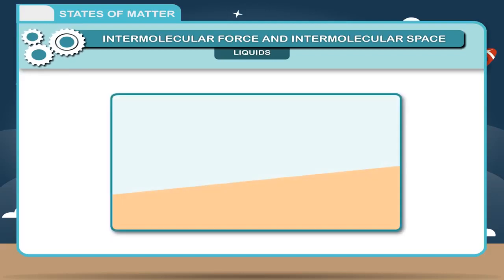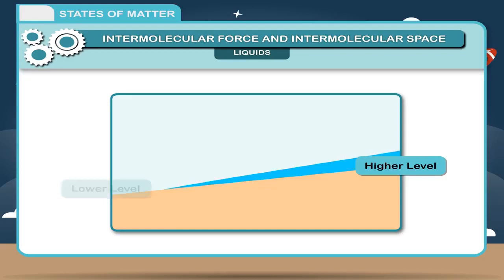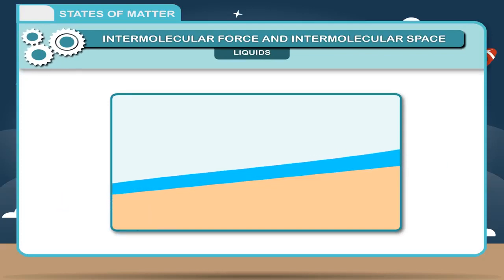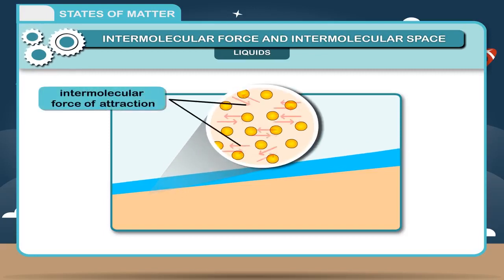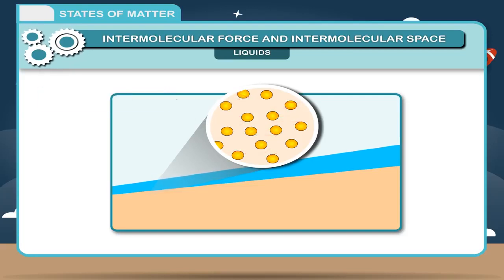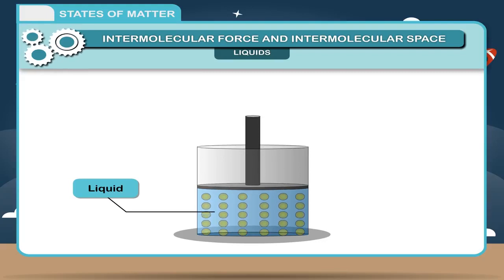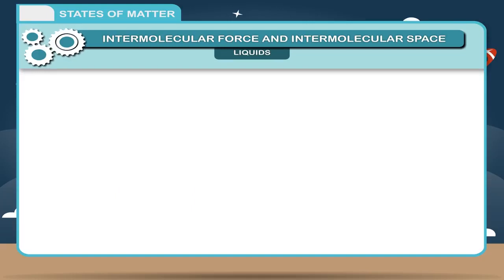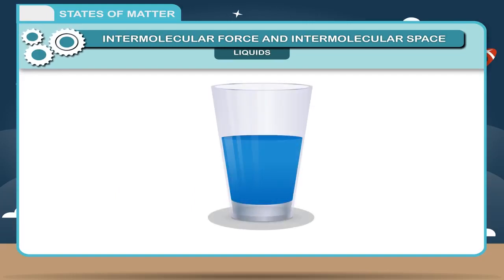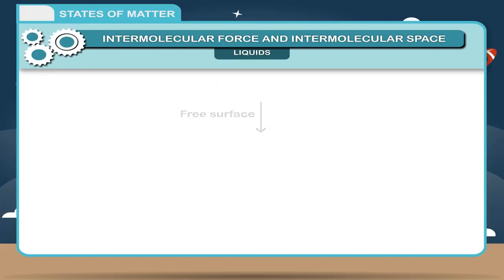3. Liquids flow from a higher level to a lower level under normal conditions. You can attribute this property to intermolecular force of attraction in liquids which doesn't allow molecules to stray. 4. Liquids can be compressed slightly because they have a definite volume. 5. Liquids, unlike solids, have only one free surface.